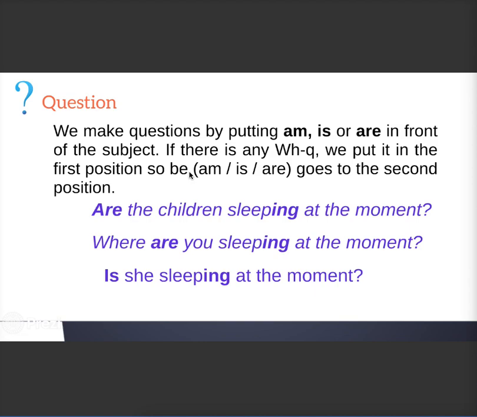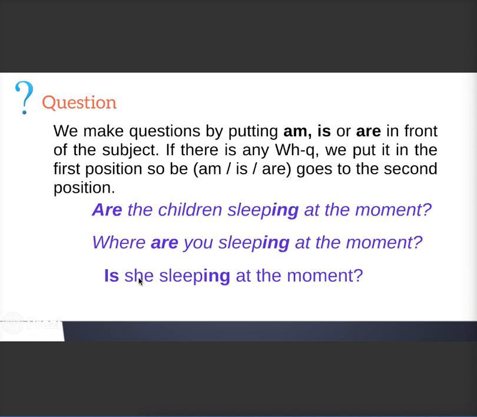Are the children sleeping at the moment? Or are the children sleeping? Verb to be, subject, verb with ing. Where are you sleeping at the moment? Or where are you sleeping? ¿En dónde estás durmiendo? Si se dan cuenta que tengo una WH question, así que pues nada, va de primeras, pero la estructura de la pregunta es la misma. Verbo to be, sujeto, verbo con ing. Are you sleeping? Where are you sleeping?